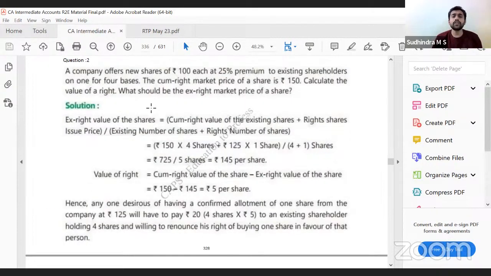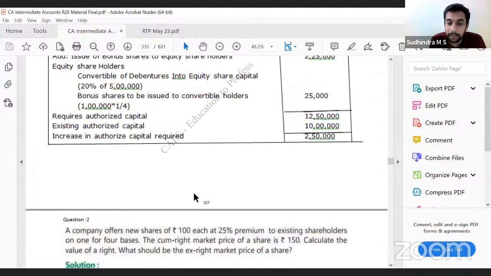A company offers new shares of rupees 100 each at 25% premium to existing shareholders on 1:4 basis. The cum rate market price of a share is 150 rupees. Calculate the value of a right. What should be the ex rate market price? Similar problem we have solved in the class. Easy.